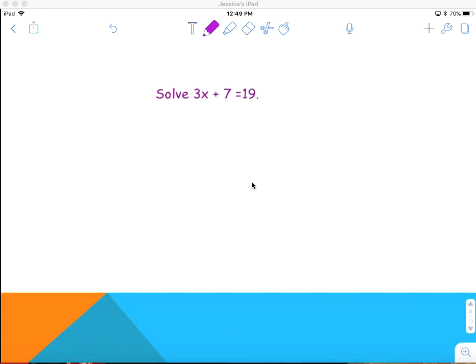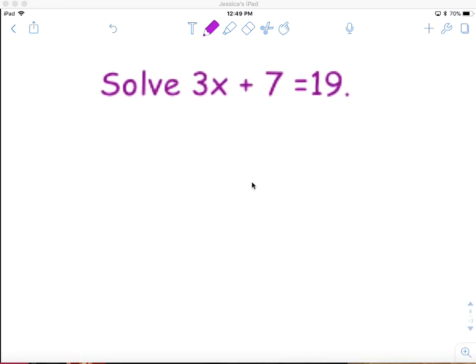We're now going to move on to two-step equations. So we're just going to add one more step. On this one, my example is 3x plus 7 equals 19. Your goal is still to get x by itself, and you can still draw in your algebra wall like you did on the other ones. But now we have a 3 in front of the x, and we have a plus 7.